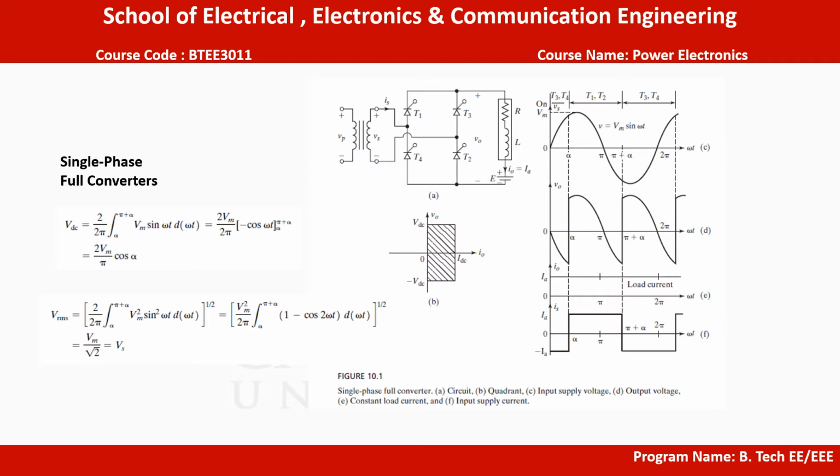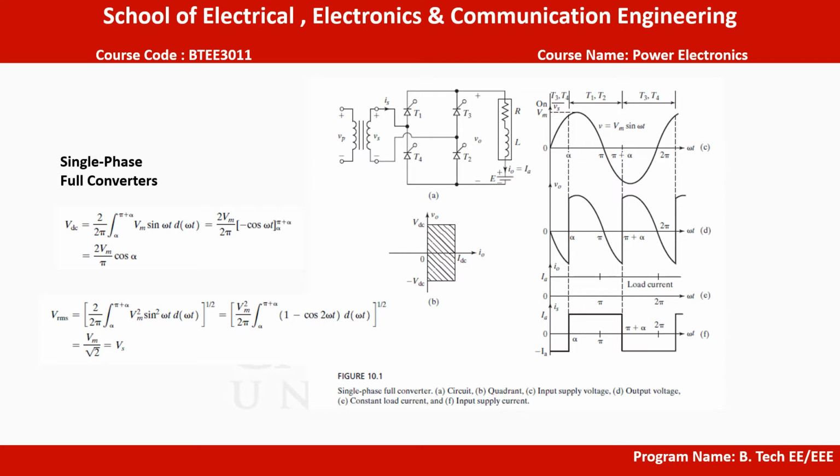During the period from alpha to pi, the input voltage Vs and the input current Is are positive and the power flows from the supply to the load. The converter is said to be operated in rectification mode. During the period from pi to pi plus alpha, the input voltage Vs is negative and the input current Is is positive, and there will be reverse power flow from the load to the supply. The converter is said to be operated in inversion mode.